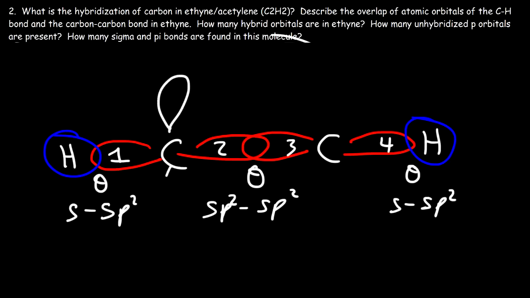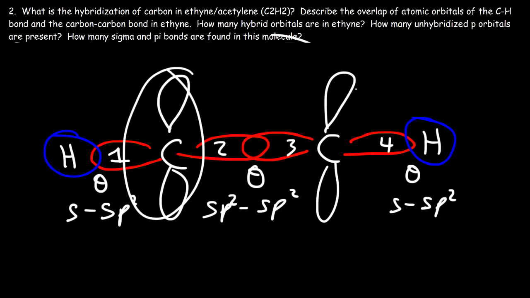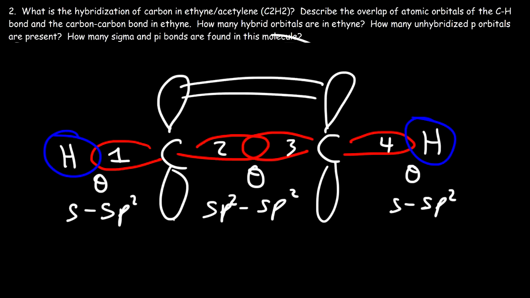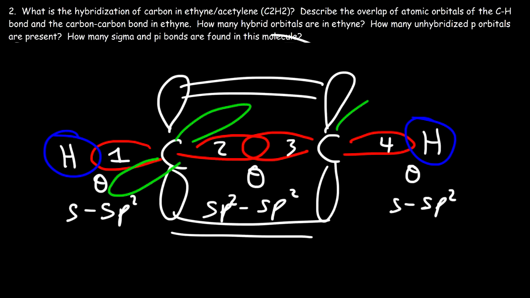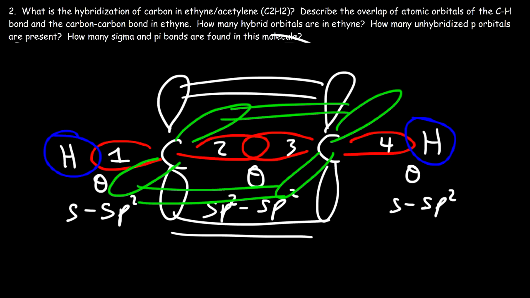Now we said that each carbon atom has two unhybridized p orbitals. So this is the first unhybridized p orbital in each carbon. And so this will create one pi bond. Now I'm going to highlight the second unhybridized p orbital, but it's going to be in green. And so that will create another pi bond. So there's a total of 2 pi bonds, the one in green and the one in white.